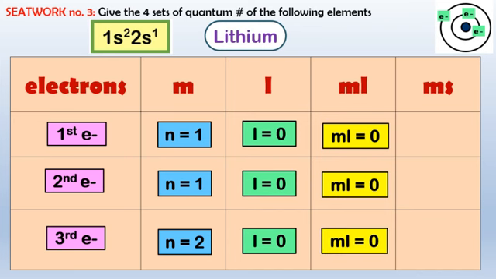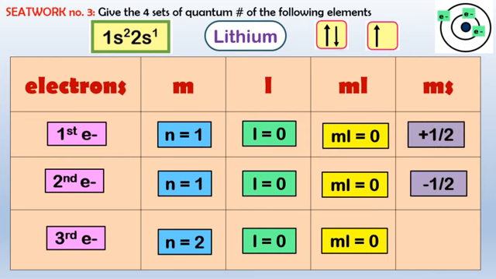And to answer the MS, you have to draw first the orbital diagram, which looks like this. So, first electron, second, and then third. So we have arrow up, positive 1 up, arrow down, negative 1 up, and arrow up, positive 1 up. So just check your work for our sheet work number 3.